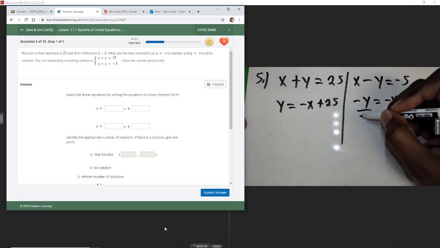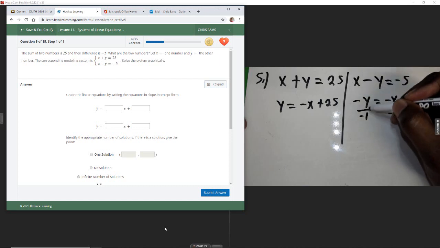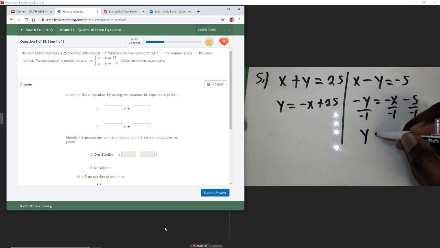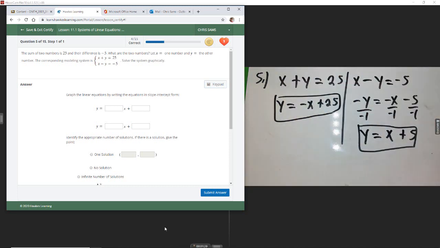And then we want to divide everything by -1, or you can say multiply by -1 to change everything positive. Mainly we have to change y positive, and so everything else is going to change with it. So we get y equals x plus 5. So here are the two equations that we need.